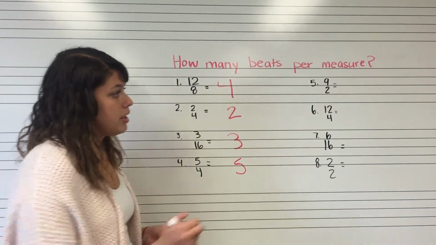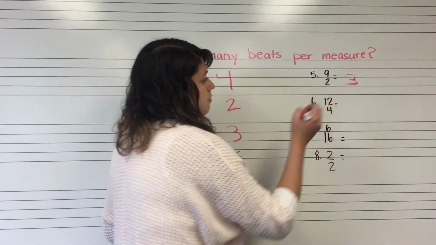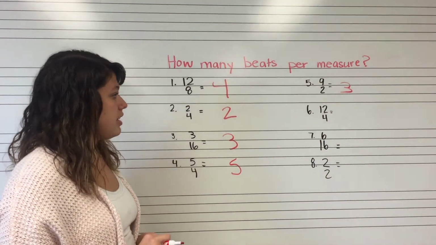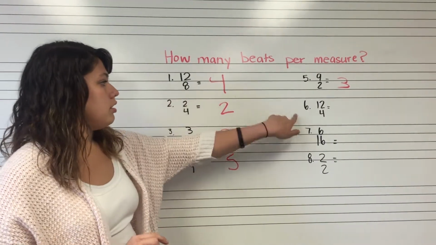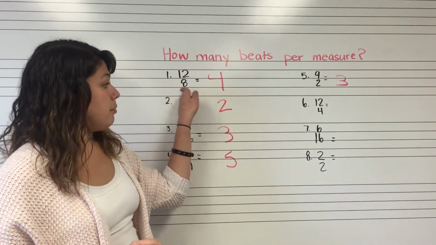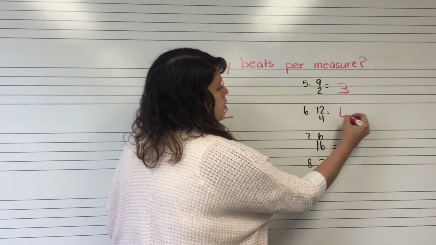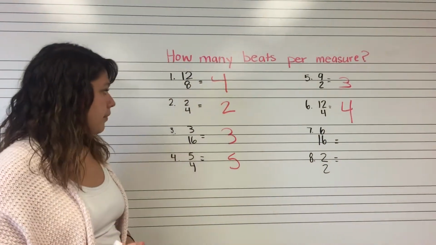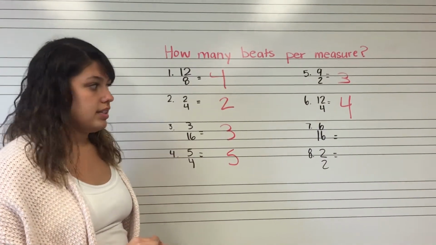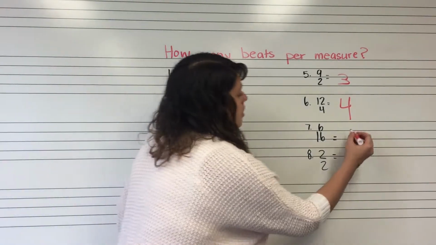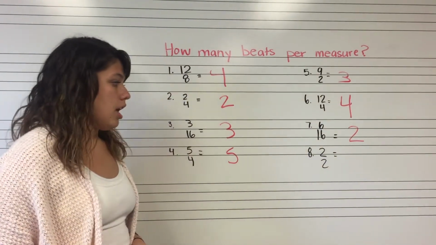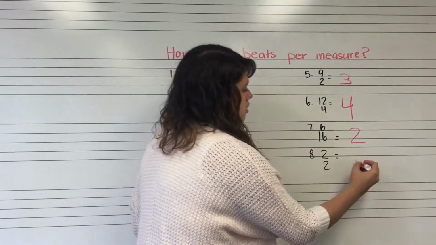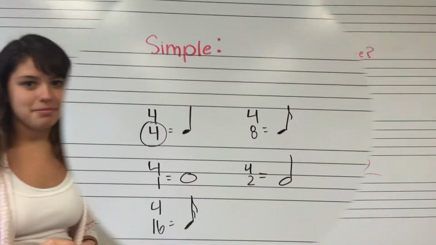Number 5, 9/2. 9 divided by 3 is 3. Number 6, you can see as in number 1, 12. The bottom number doesn't matter. Therefore, there are 4 beats per measure. Number 7, 6/16. 6 divided by 3 is 2. And number 8 is simple, so there are just 2 beats per measure.